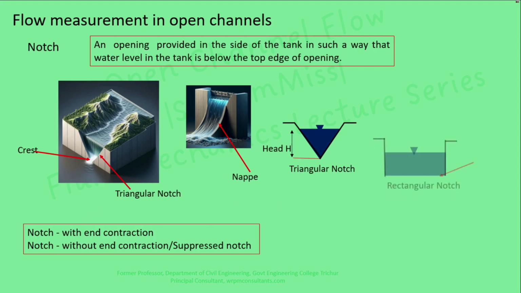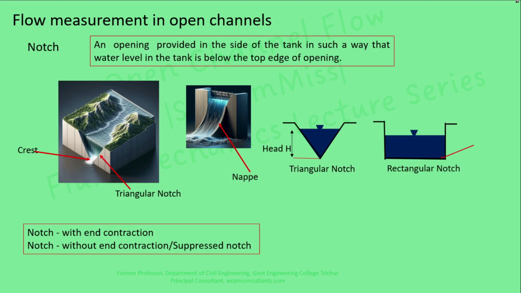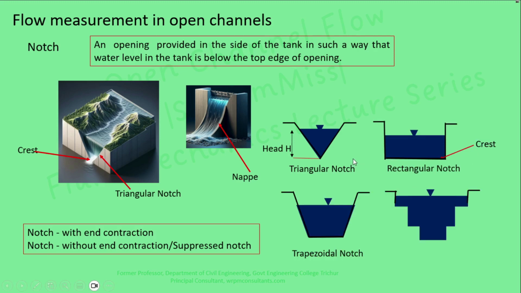Notches are classified according to the geometrical shape of the opening and the end contraction. According to the shape, a notch is classified as rectangular, triangular, trapezoidal, and stepped notch. The edges of the notches are beveled on the downstream side so as to make them sharp, resulting in minimum contact with the liquid. So the performance of notches and sharp crested weirs is more or less the same.